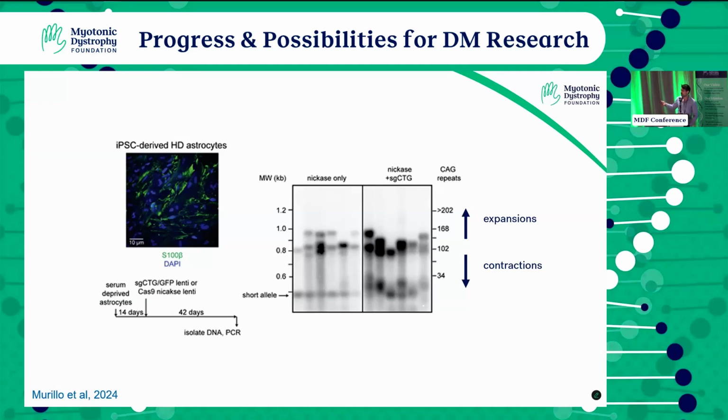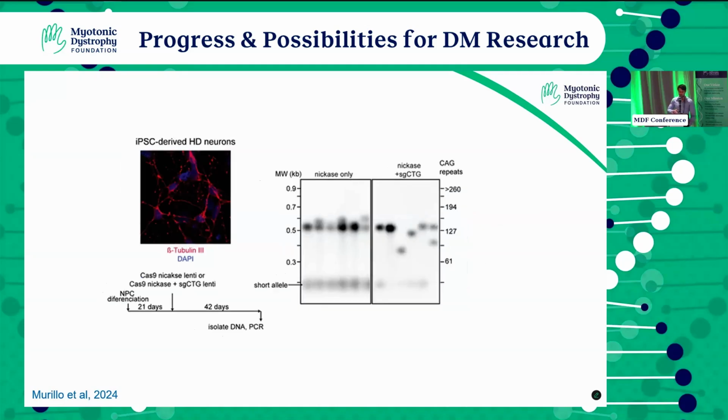As we're working with Huntington's as well, we're thinking, okay, that's a good thing, but we need to see if we have contraction in neurons as well, because the main cells that lead to toxicity for Huntington's are medium spiny neurons in the striatum. So we tried in iPS HD neurons, and again, as you can see, we have contraction in the nickase plus the guide, which are much more present compared to the nickase only.